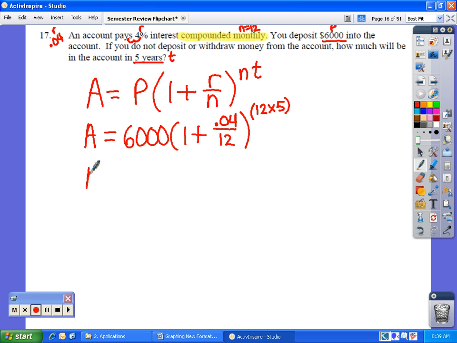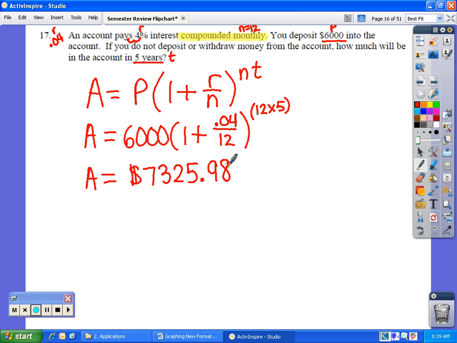Now you can put this all in your calculator, including the power, but just make sure that your power is in parentheses. Also make sure that you use your caret button in your calculator for the power. And when you do that, you find out that after 5 years, you'll have $7,325.98. Now your calculator is going to read 976.